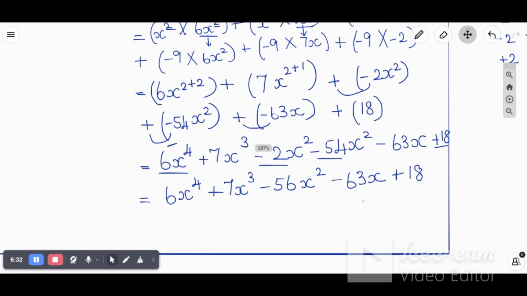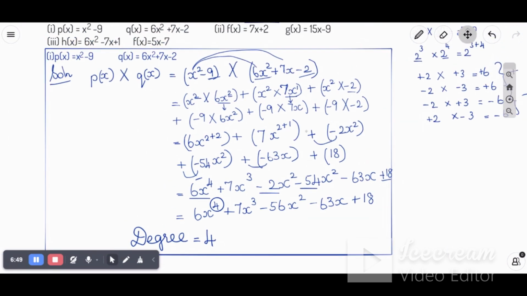This is the answer. Now we have one more step, which is the degree of the polynomial. Degree means the highest term's degree, right? So what is the highest term here? x power 4. So your degree will be 4. With this, we have solved the first question.